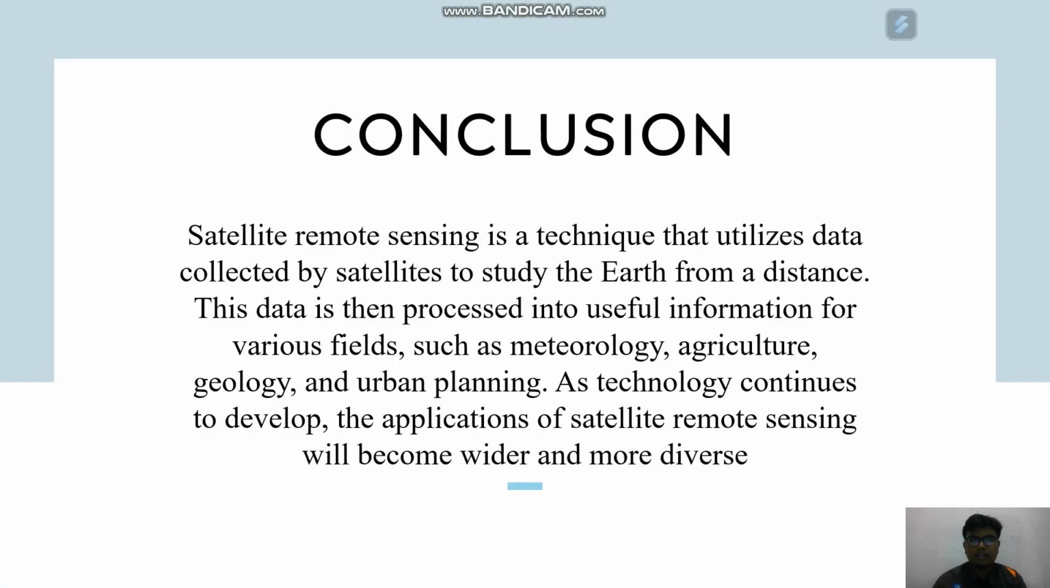Okay, satellite remote sensing is a technique that utilizes data collected by satellites to study the Earth from a distance. This data is then processed into useful information for various fields such as meteorology, agriculture, geology, and urban planning. As technology continues to develop, the application of satellite remote sensing will become wider and more diverse.